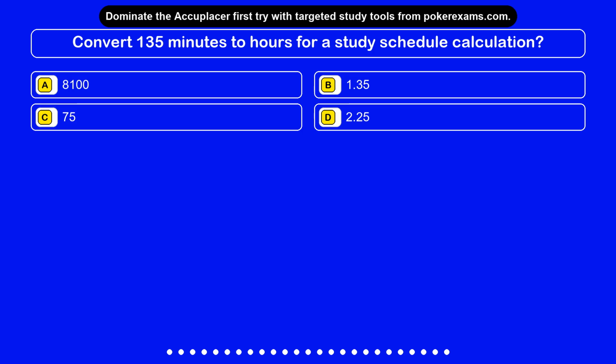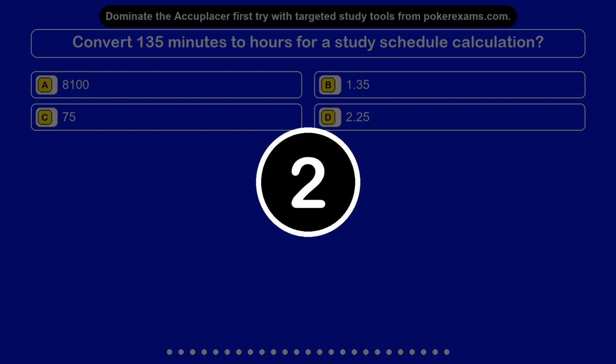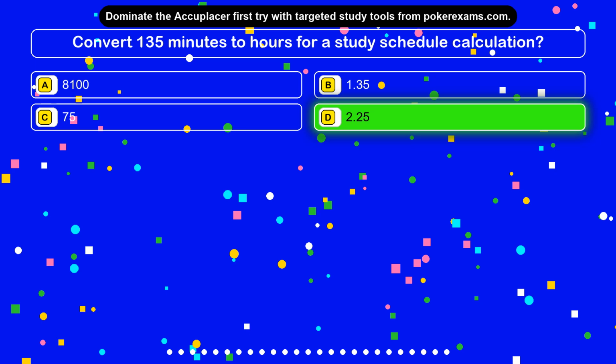Question 6. Convert 135 minutes to hours for a study schedule calculation. Option A, 8,100. Option B, 1.35. Option C, 75. Option D, 2.25. The correct answer is option D, 2.25.